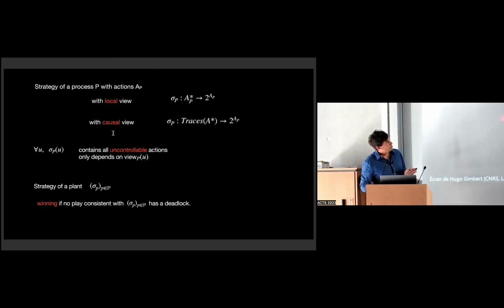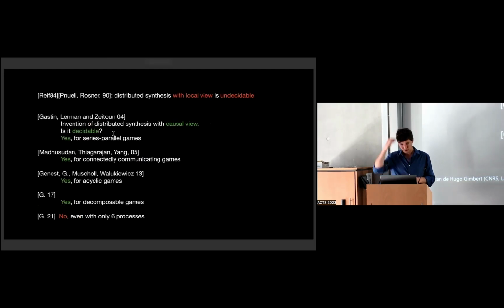Okay, and we want, of course, winning controllers, which are controllers such that there will never be any deadlock. Whatever the environment does, whatever the uncontrollable actions are chosen, there will never be a deadlock. Okay, so now, yes. A prime trace is a trace with a single maximal action.